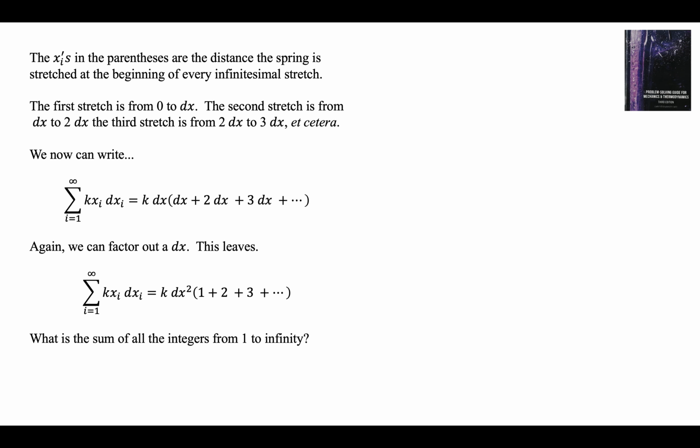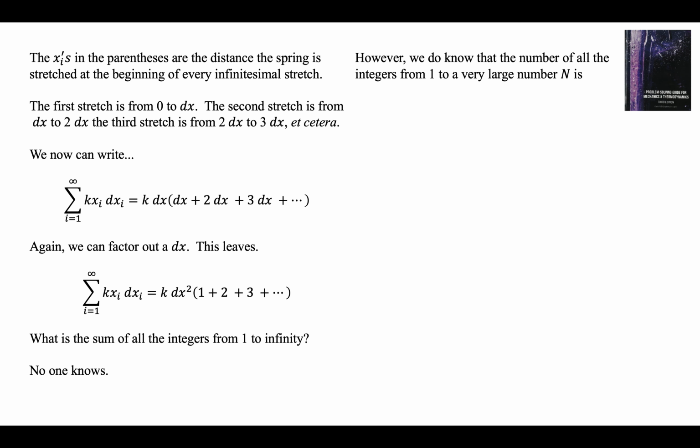What's the sum of all the integers from 1 to infinity? Nobody knows. It's big. But we do know the sum of the integers from 1 to a very large number n. It's n squared over 2. What's the average of a very large number of numbers, all the integers from 1 to n? It's n over 2. It's the one in the middle. How many of those numbers do we have? We have n of them. So the sum is n times the middle one, n over 2, which is n squared over 2.